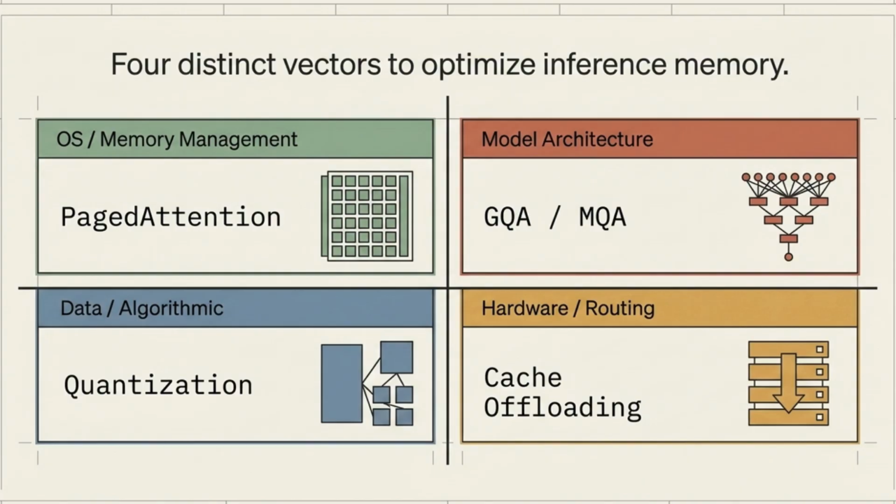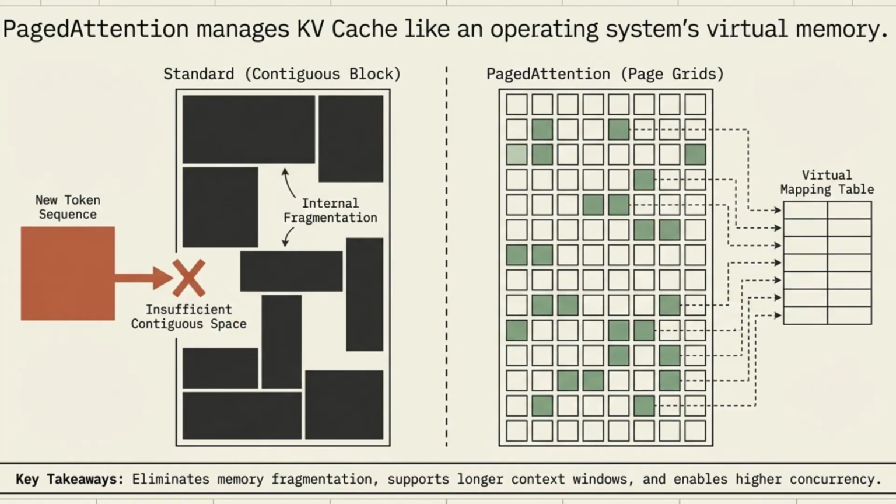First layer, the OS level fix. And honestly, this one's brilliant because it borrows an idea operating systems have used for 40 years. Virtual memory. Here's the old problem. Standard attention demands one single contiguous block of free VRAM to store a sequence. So even if your GPU has 40% free memory, if that 40% is fragmented into small scattered gaps, your request fails. You have the memory, but you can't use it. That's internal fragmentation, and it's a massive waste.